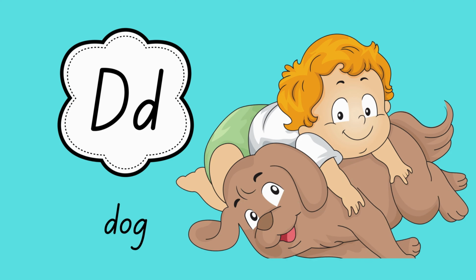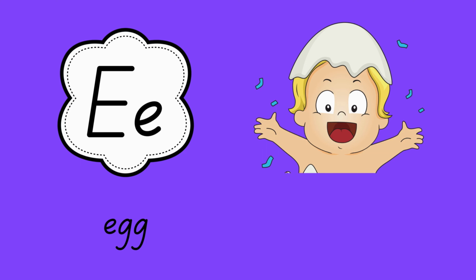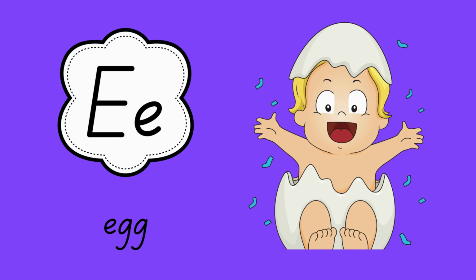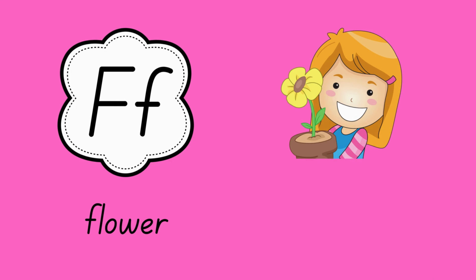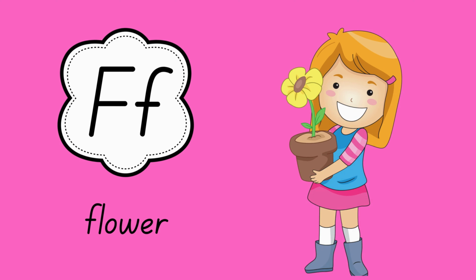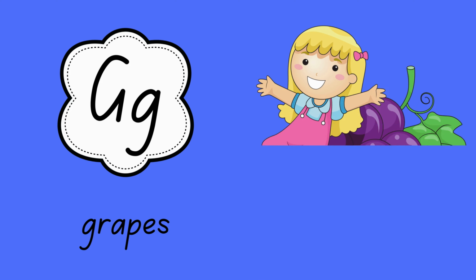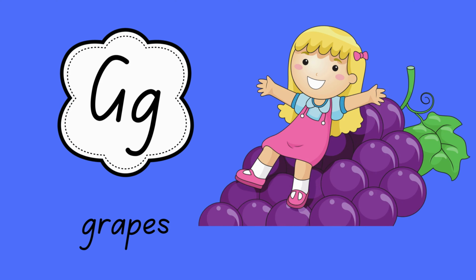D. D is for dog. D. E. E is for egg. E. F. F is for flower. F. G. G is for grapes. G.